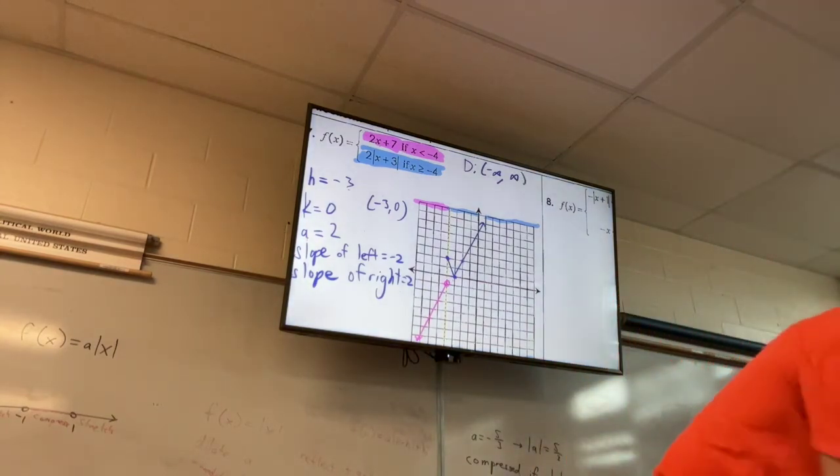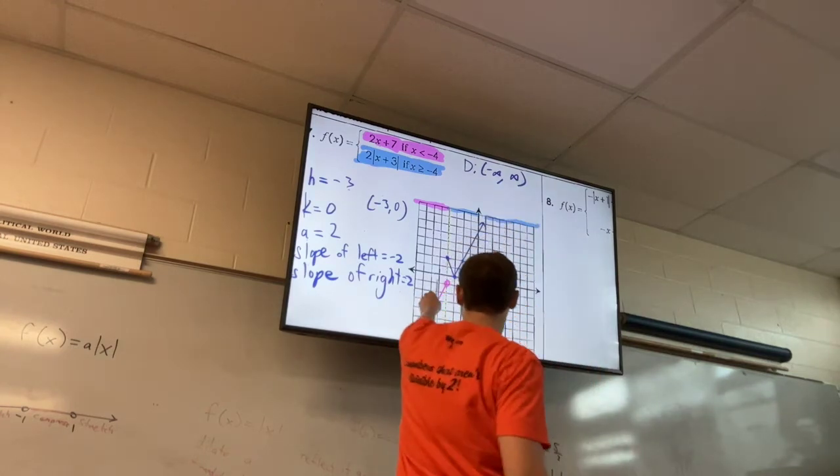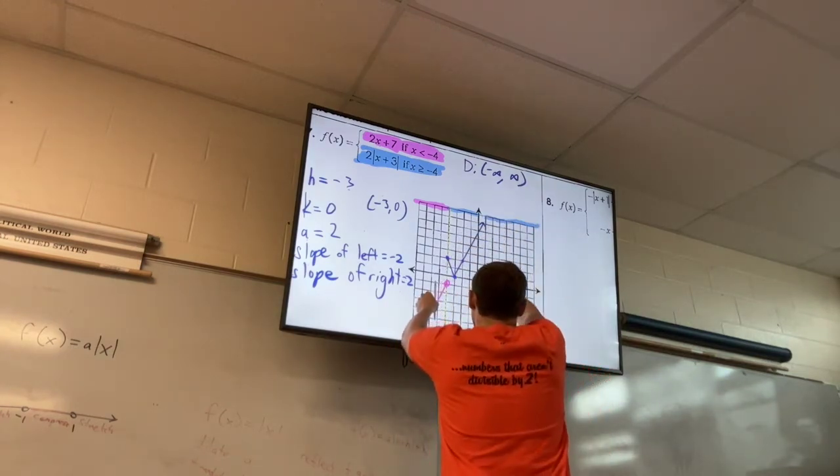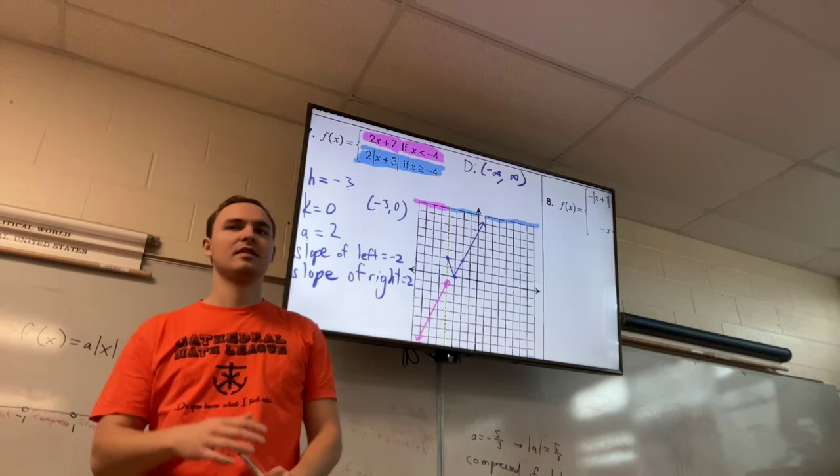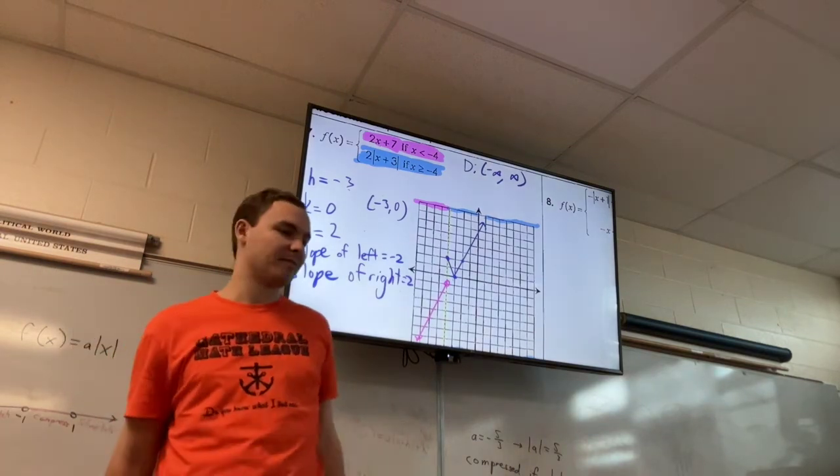Every vertical line I could possibly draw on this set of coordinate axes has at least a part of the graph passing through it, okay? Does that help at all? Yeah. Okay.